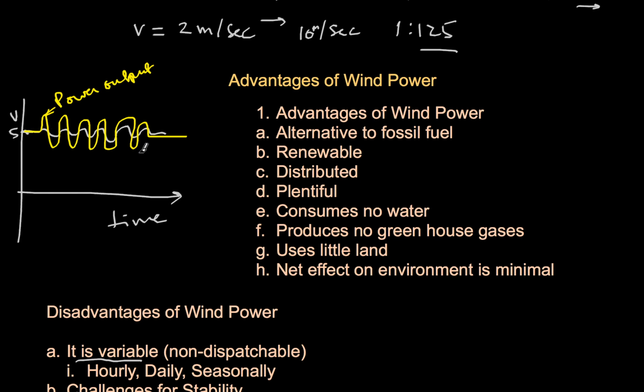So whereas the earlier one was the wind velocity. So this is one problem with the wind. So anyway, we'll come to that. So let's first look at the advantages of wind power. First is alternative to fossil fuel.